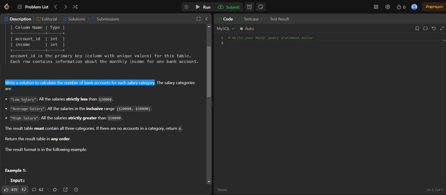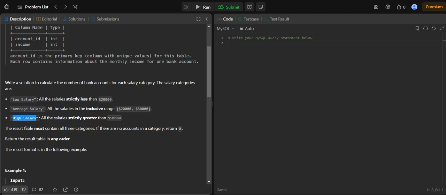So salary categories are, these are the three different categories. Accounts which have less than 20,000 are called low salary accounts. Accounts whose salaries range between 20,000 and 50,000, including both the values, are in the average salary category, and the accounts whose income is strictly greater than 50,000 are included in the high salary category.